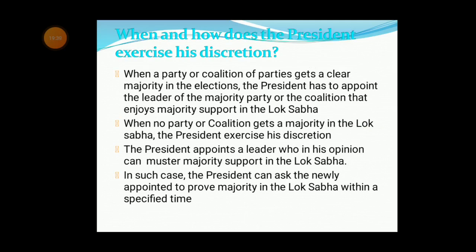The next thing is that when no party or coalition gets a majority in the Lok Sabha, the president has the right to exercise his own power. Then the president appoints a leader who can muster majority support in the Lok Sabha. In such cases, the president can ask the newly appointed person to prove his majority in the Lok Sabha. Once it is done, he will continue, or he will be excluded from the parliament.